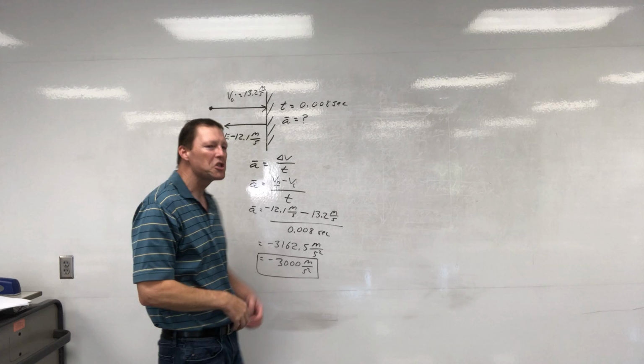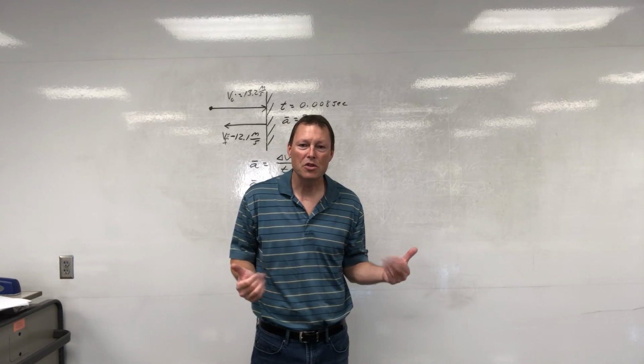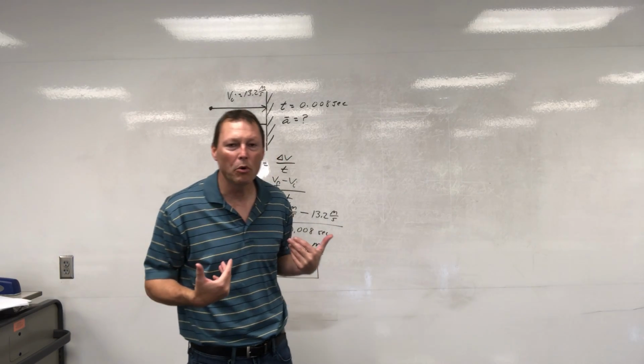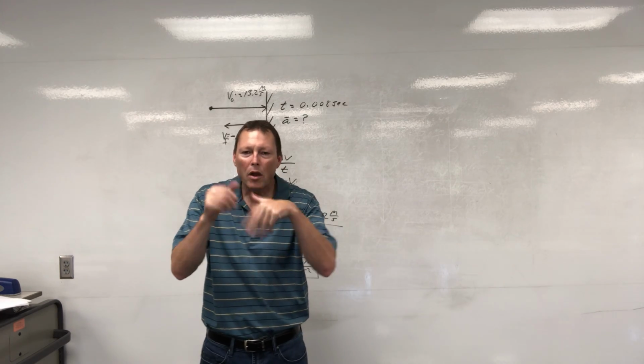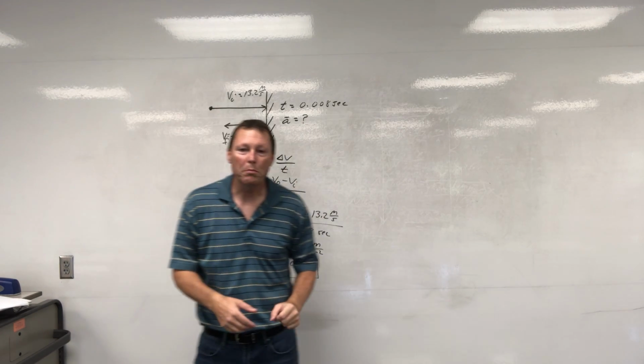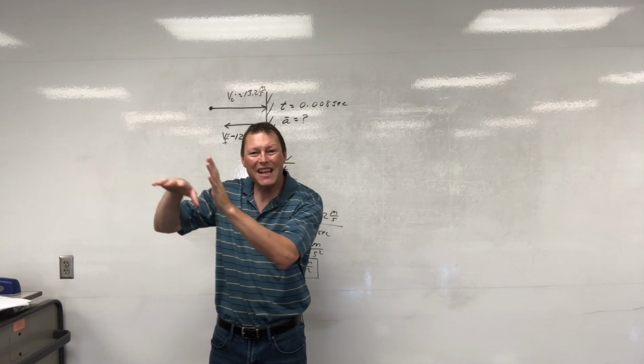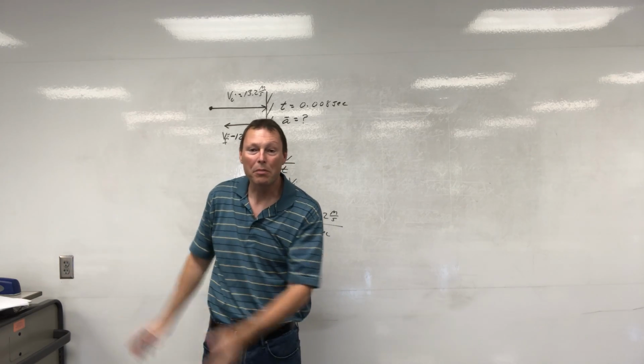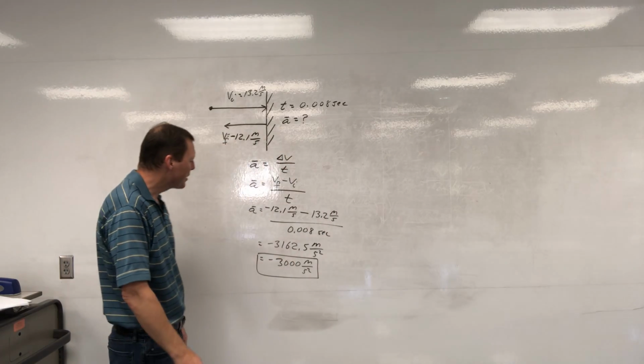Once it leaves the wall, it's not going to speed up anymore because there's no force, there's no wall pushing on it anymore. So it's going to leave the wall at negative 12.1 meters per second, and it's going to stay at that velocity until it bumps into something else. All right? So that's what's going on there.